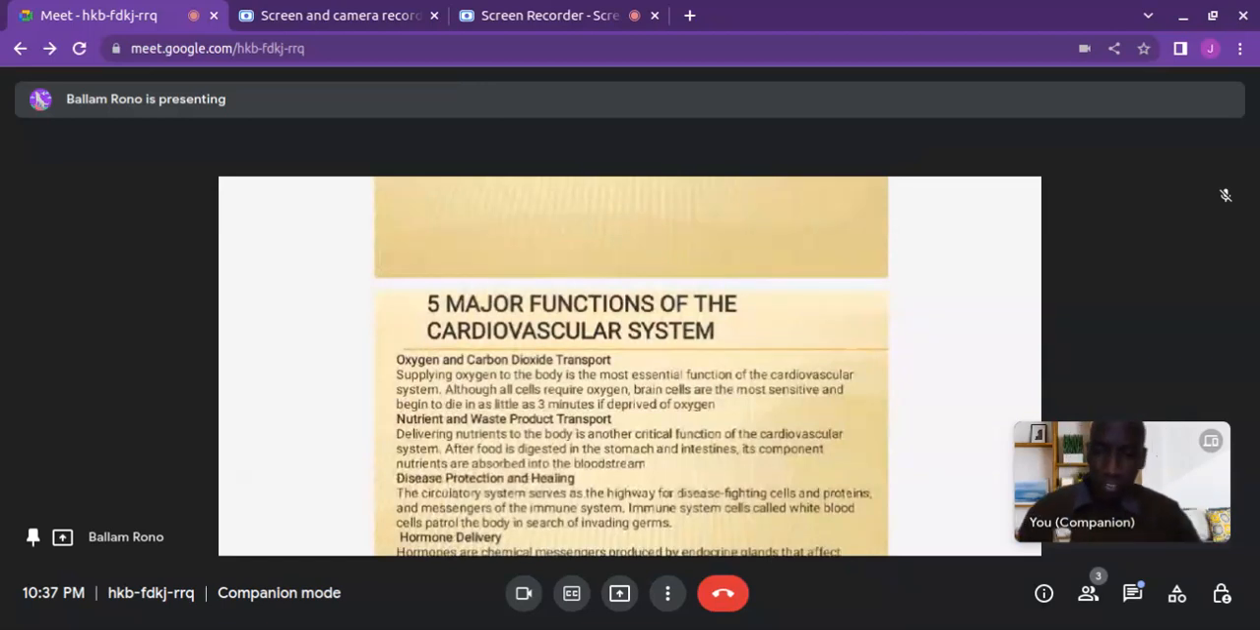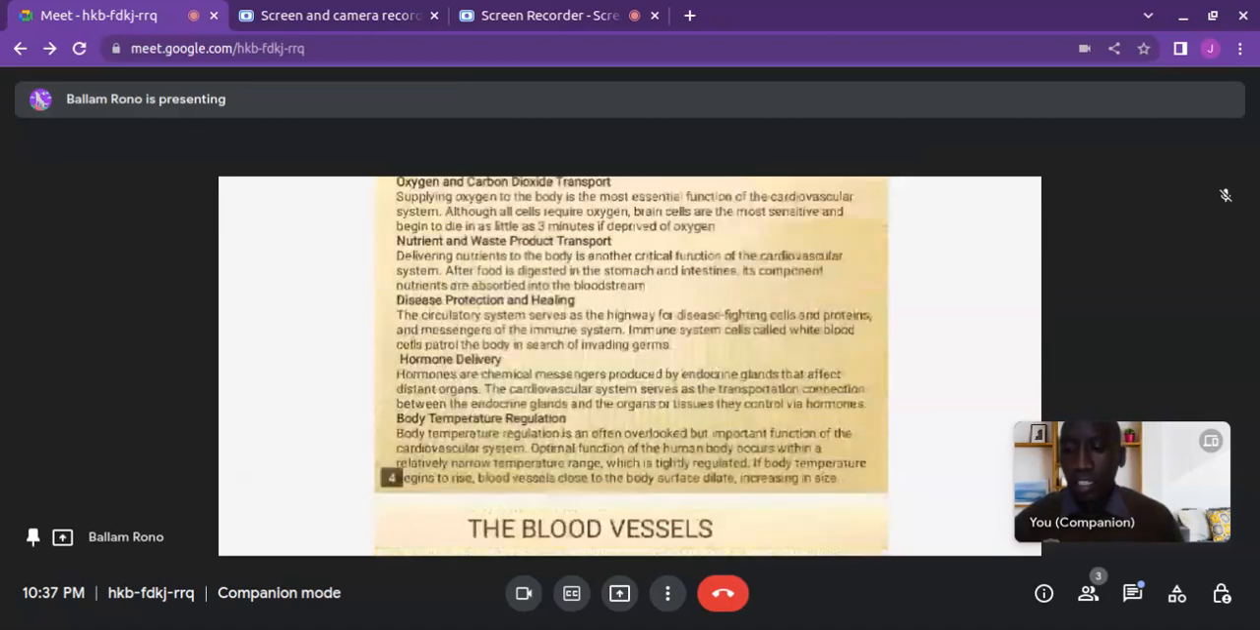We are going to look at five major functions of the cardiovascular system. One is transportation of oxygen and carbon dioxide. Two is to transport nutrients and waste products in the body. Three is disease protection and healing of wounds. Then there is hormone delivery to the various organs of the body. Then regulation of the body temperature.